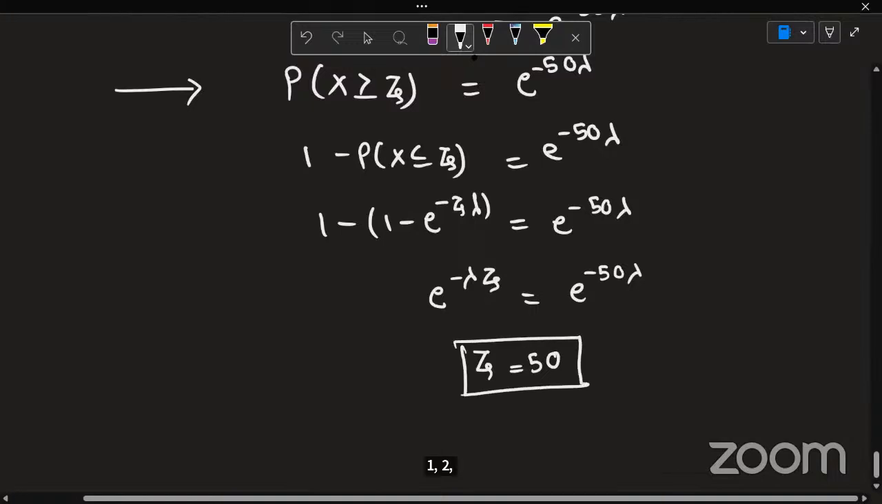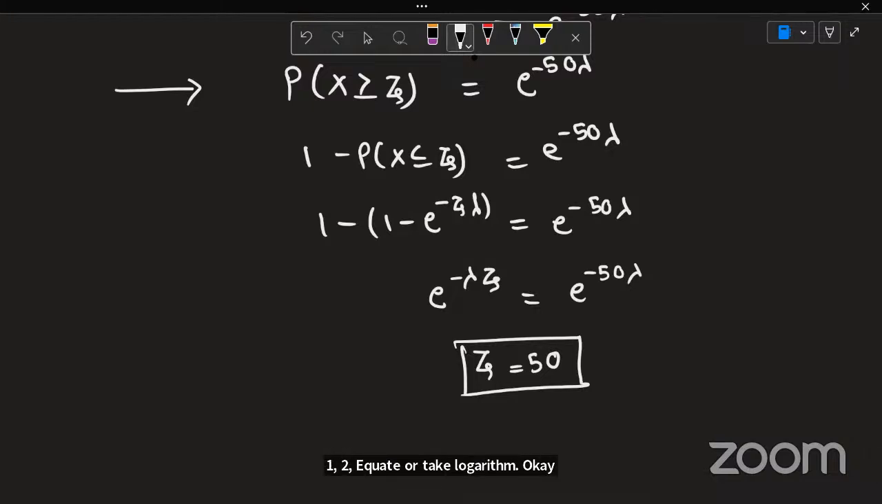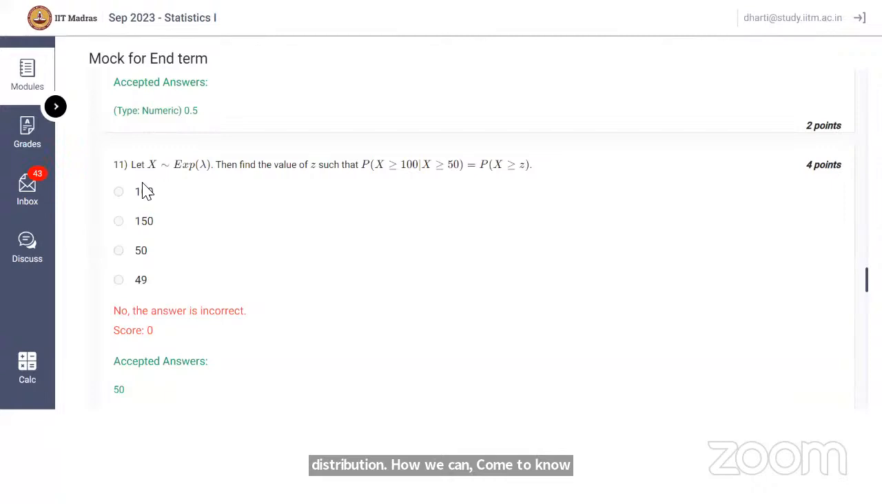Equate, or take logarithm, anti-log. Okay? Ma'am, in the question they have not mentioned whether this is the exponential distribution or Poisson distribution. How can we come to know that? See, it was mentioned in the question. EXP means exponential.